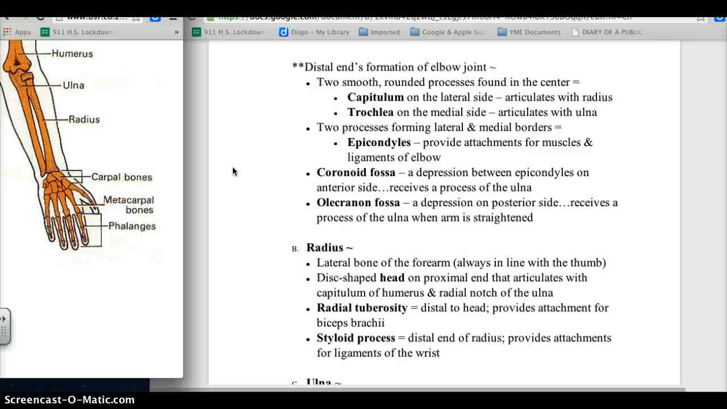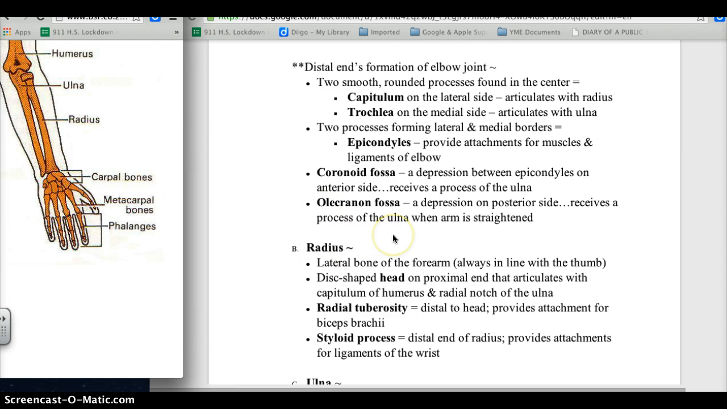If you remember where the radius and ulna are, you're going to remember which one of those processes they're going to articulate with. So you can see the radius is going to articulate with the capitulum on the lateral side, and the ulna with the trochlea on the medial side. Processes are those projections, and you have two more that form lateral and medial. Again, keep thinking, where are those on your body? Where are they in relation to the middle of your body? And these are called epicondyles, attachments for muscles and ligaments.